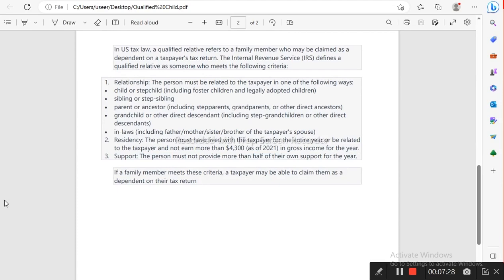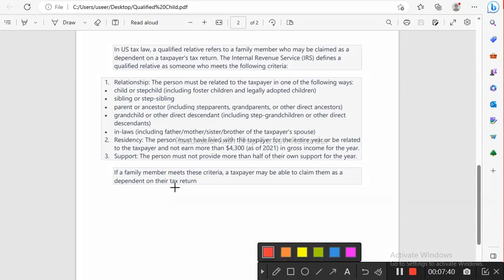So once you determine that someone qualifies as your dependent, there are several tax benefits you can receive. First one is an exemption. Here we'll write it. You can claim an exemption for each qualifying dependent, which can reduce your taxable income.